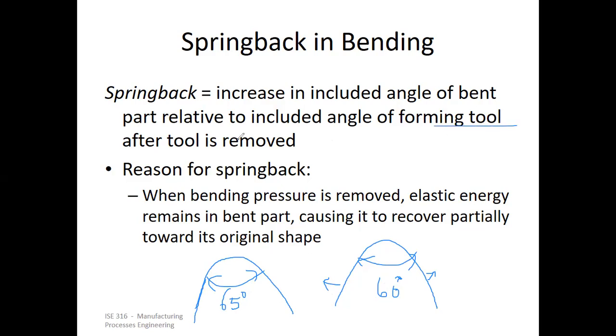So after the forming tool is removed, you have an increase in the included angle. This is a simple demonstration of the problem. There are complicated problems as well. So how do we account for springback? How do we solve this problem? As for the reason for springback, the bending pressure is removed. As I said, elastic energy remains in the bent part. That elastic energy is what tries to return back, causing it to recover partially towards its original shape.